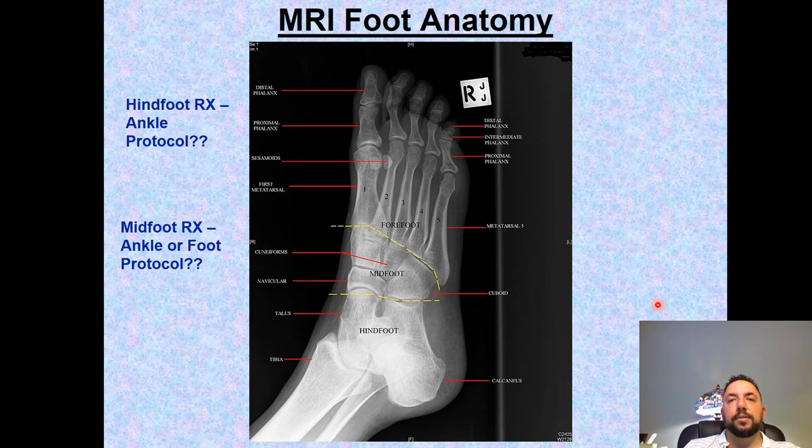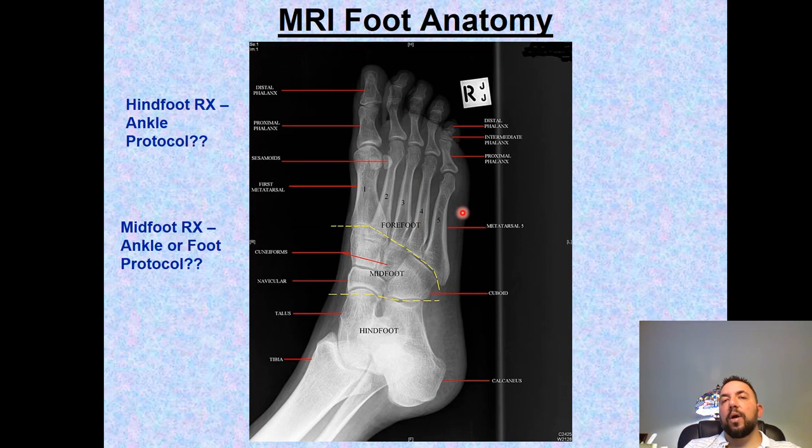So what defines what we're scanning? Is it midfoot versus hindfoot? Here we're looking at hindfoot, could be anything in the ankle. Midfoot is basically you're just looking at that midfoot region, and forefoot is anything that is metatarsals forward, metatarsals to the toes.